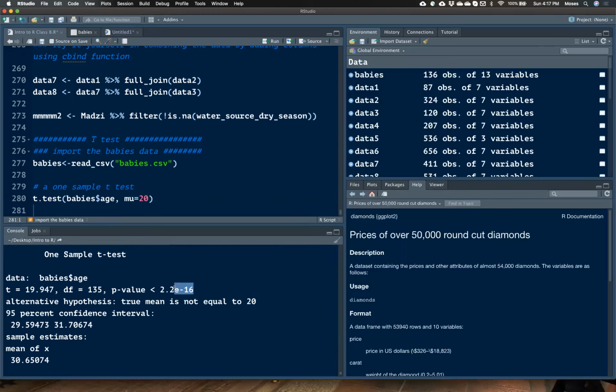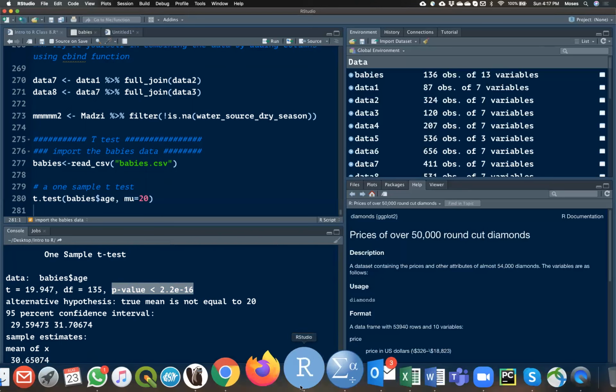So what does this p-value tell us? Since it is much, much smaller, it means we reject our null hypothesis that the mean age is equal to 20, and therefore conclude that the mean age is not equal to 20.